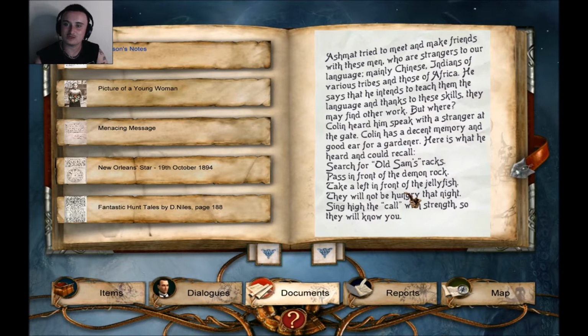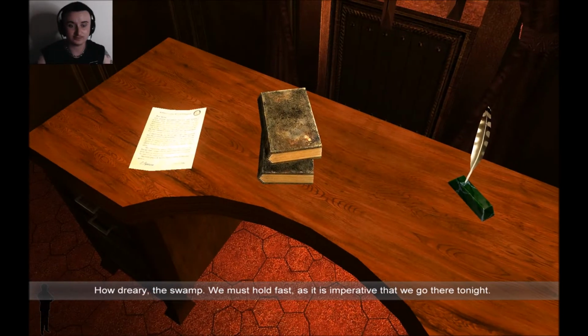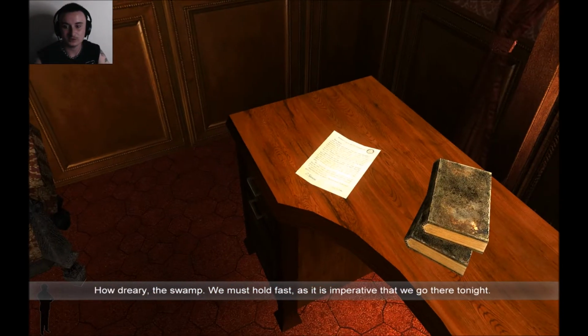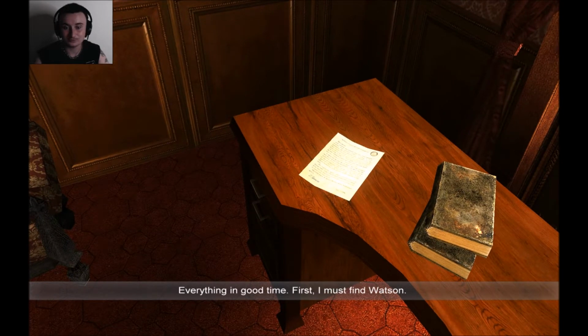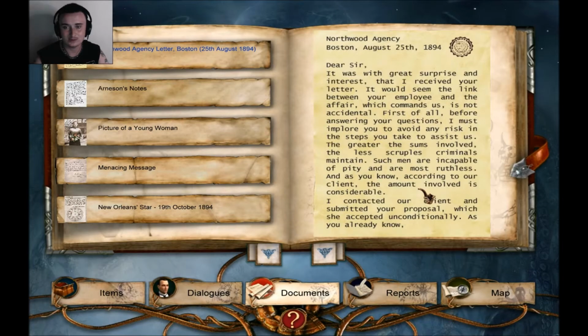Ashmet tried to make friends with these men, mainly Chinese. There's a lot to see here. A fisherman told me he was often alone in the swamp late in the evening. Nasty appearance. If you want to pause and read this, you can. There's a lot to read here, and I will lose my voice if I read everything. The swamp. We must hold fast, as it is imperative that we go there tonight. Oh. Everything in good time. First, I must find Watson. In good time? I'm not done.